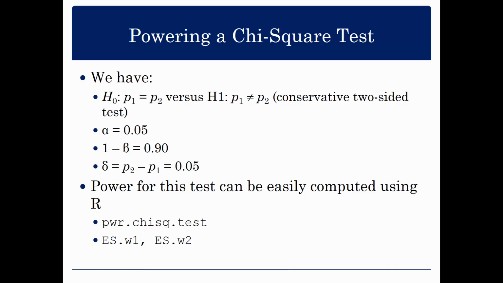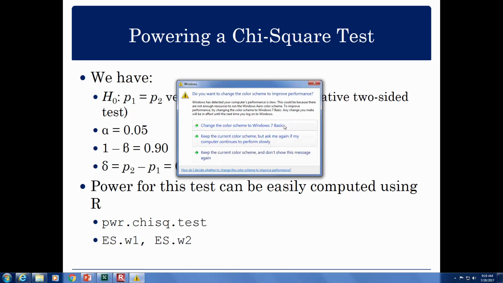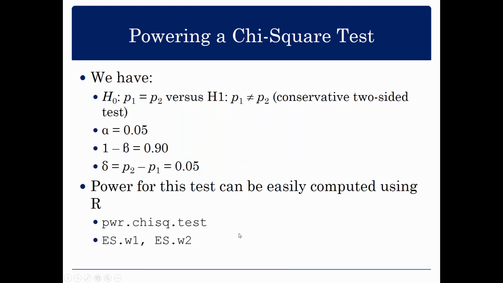The power for this test, again, can be computed. There are many tools online, but there's a function in RStudio called power.chisq.test. Notice power is not spelled out. But we also have to use these two functions, which are basically effect size calculators.